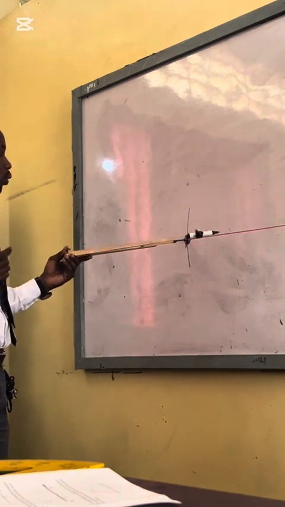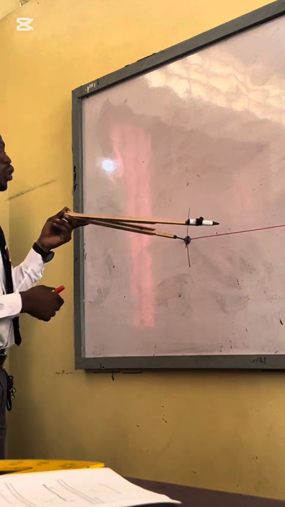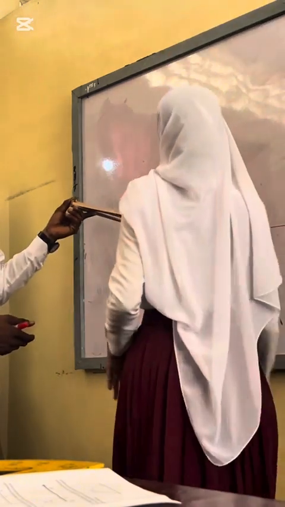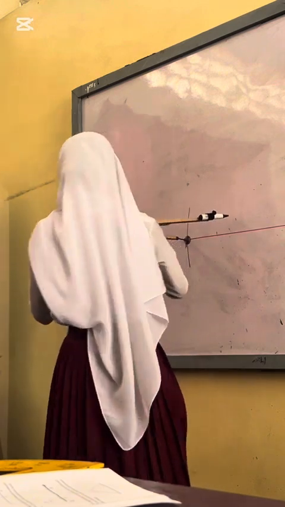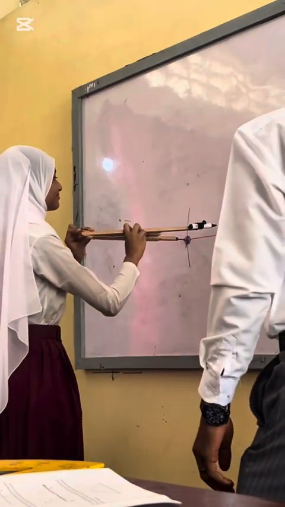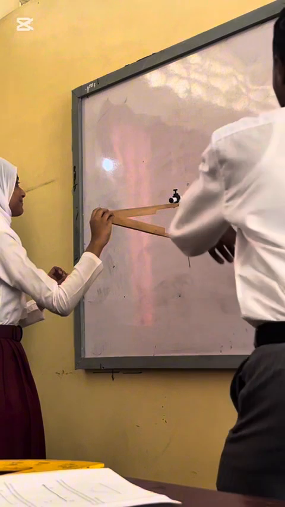Come forward. You place your compass and you open it to less than half of your AB line. So hold it. You've got to hold it up well. Less than half of your AB line. And then you scribe an arc. You've got to start from here. Start from here.